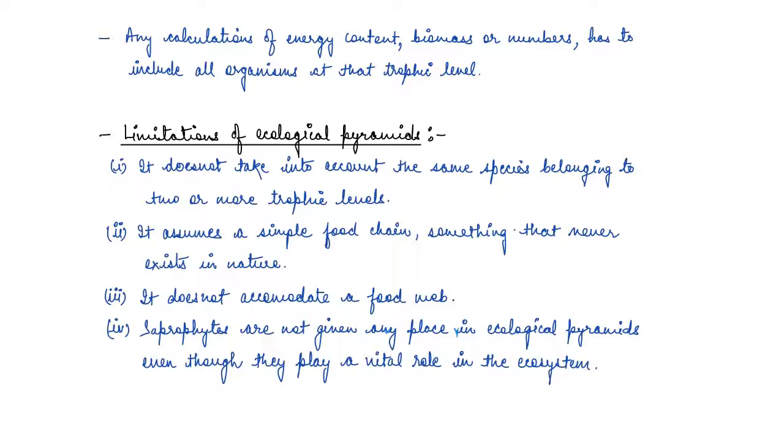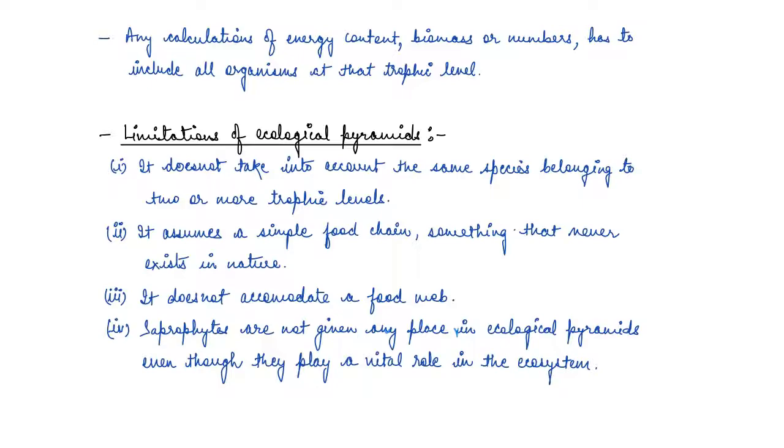Then the second limitation is that it always assumes a simple food chain, right? And this simple, ideal food chain never exists as it is in nature, right? It is always disturbed, right? Then it does not accommodate a food web. Here they only take into account the food chain, not the food web, although we know that all of these food chains are again connected with each other and these connections are known as food webs, right?